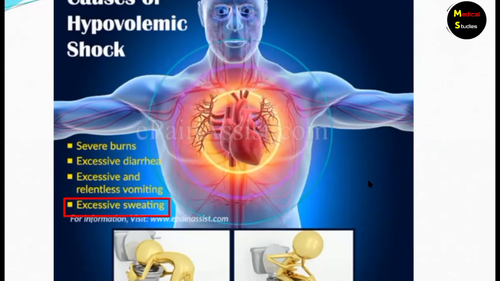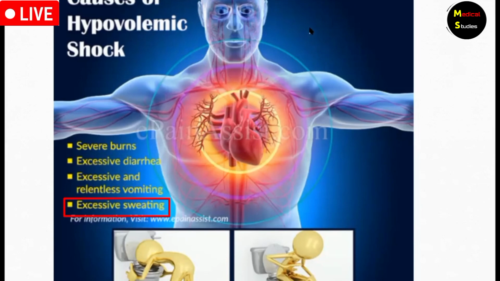Now another important cause is excessive hemorrhage and bleeding from trauma, like road traffic accidents and major bone fractures. Another important one is internal bleeding. Don't forget this point, the internal bleeding. For example, if a person falls from a height, like a 5th story building, that person may have a ruptured liver as well as spleen.